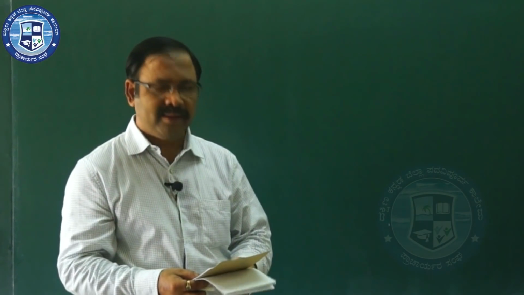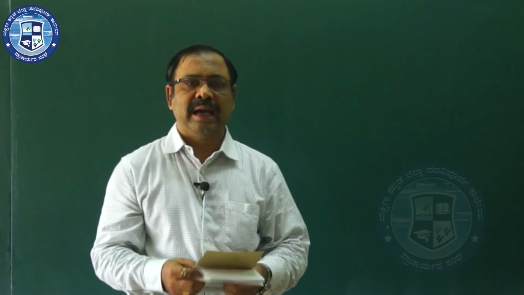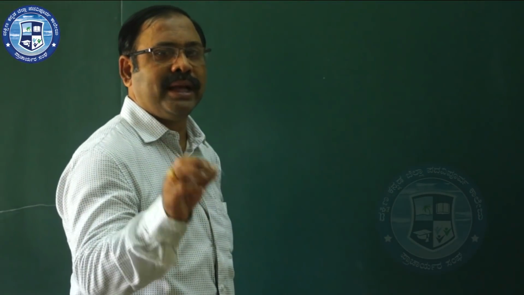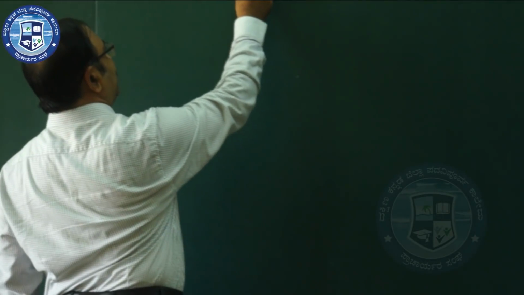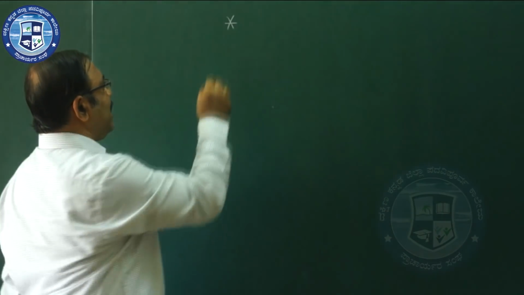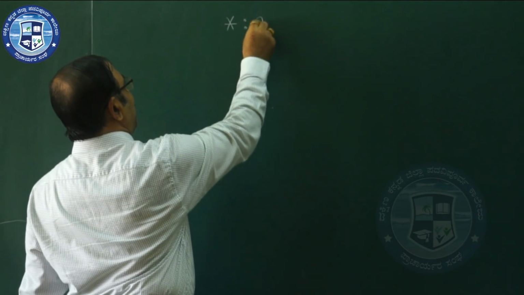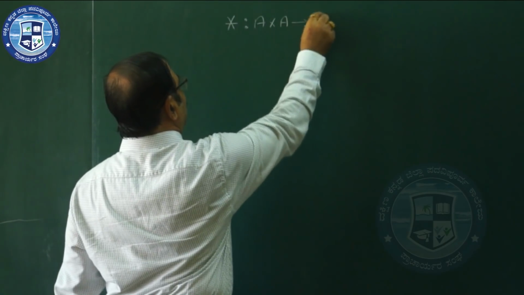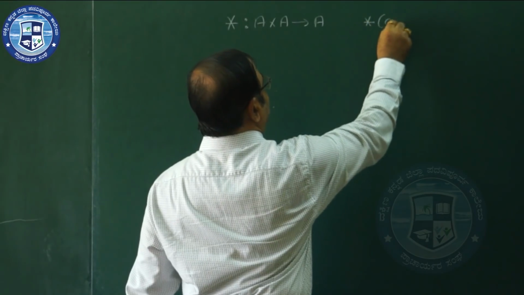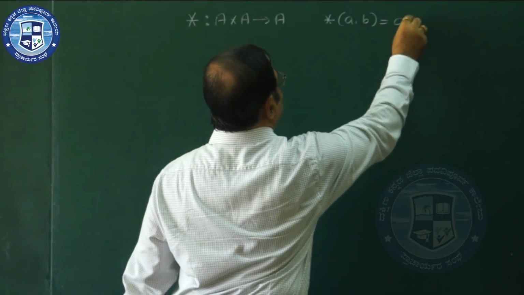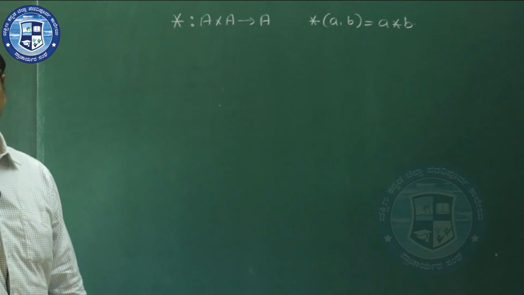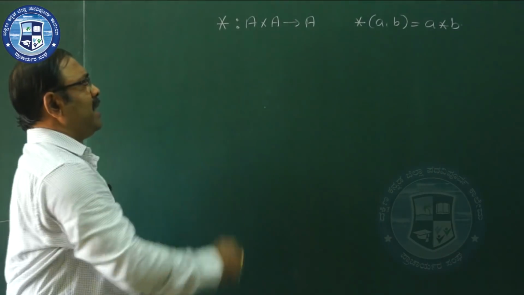Hello students, in my last session I explained binary operation. Just to recall: what is a binary operation? It is generally denoted by star. It is a function from A cross A to A, and it is defined by star of (A, B) equal to A star B. I have already explained this equation, so this function is defined, and it is a binary operation.